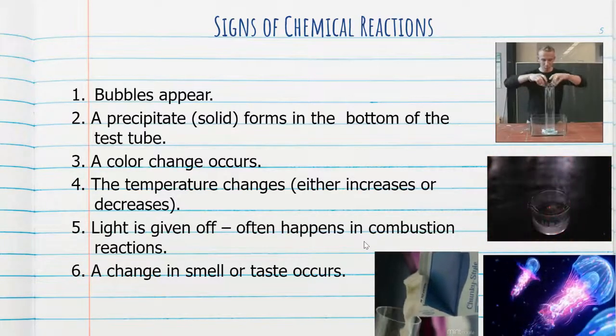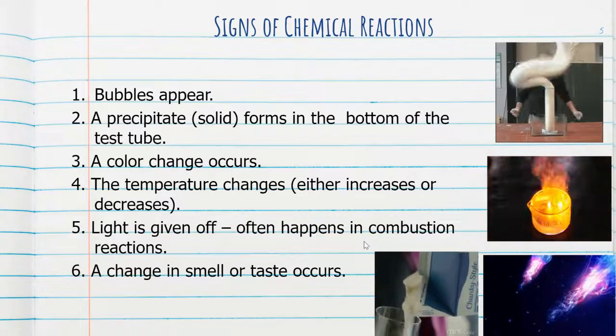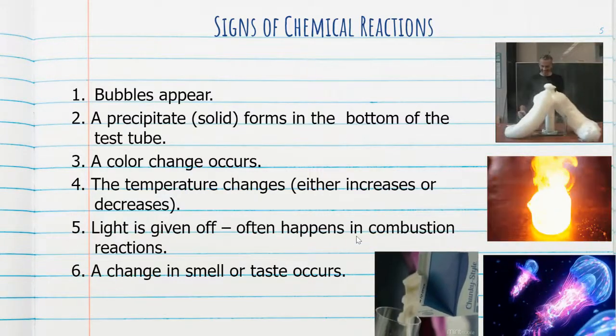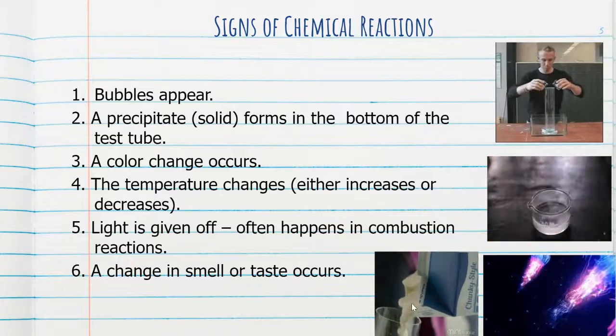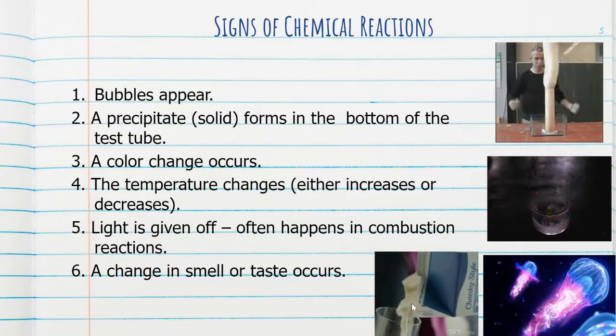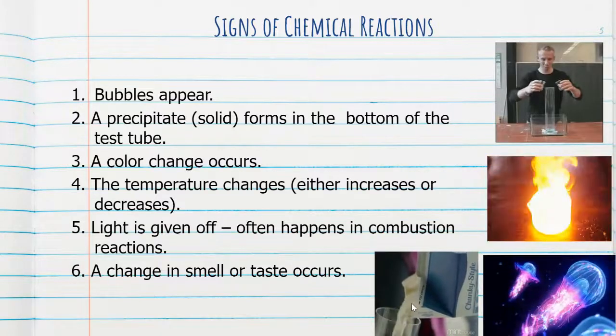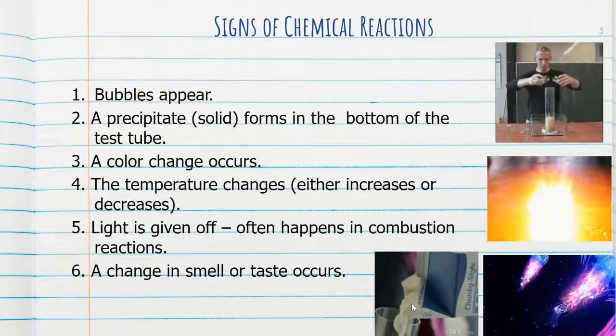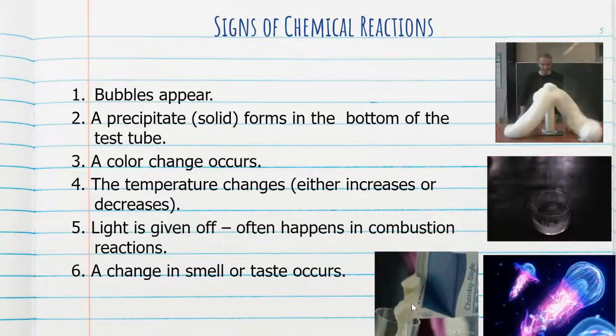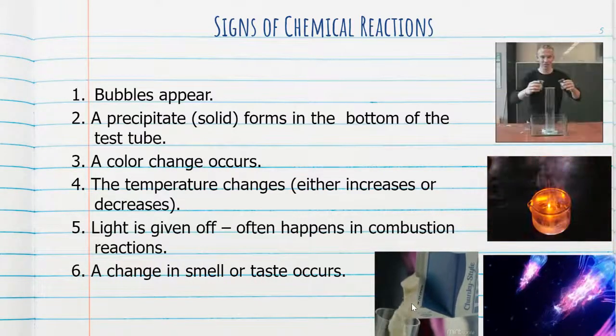Number two, a precipitate solid forms in the bottom of the test tube. This isn't a test tube, but if you look down at the bottom where the milk is pouring out, when milk starts getting rotten, it forms chunks or solids, right? These solids are a precipitate. Whenever you have a liquid and a solid forms, that is a precipitate, and you will see that when a chemical reaction occurs.